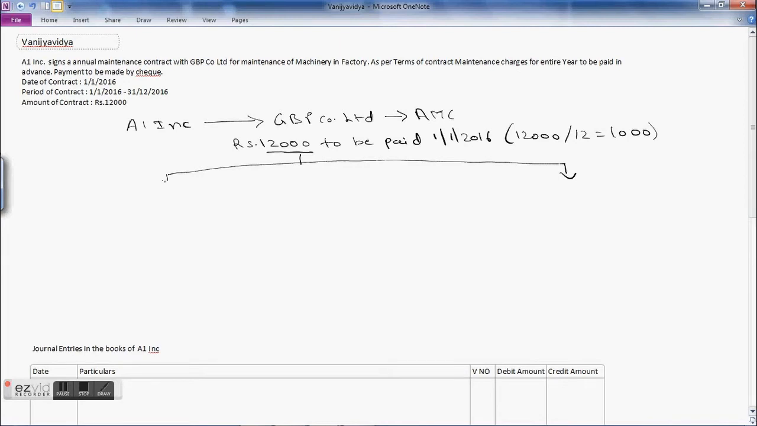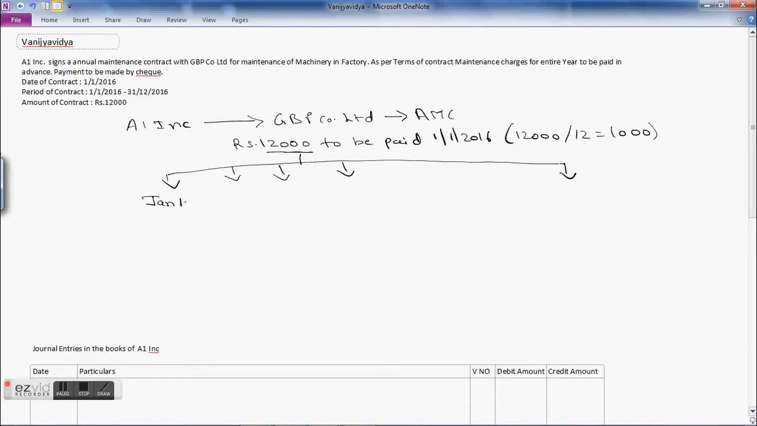Once the amount has been paid, now this is paid in advance, correct? So what will happen? This expense is yet to be accrued or due, right? Maintenance he has not yet done. So when will the expense be accrued? It will be accrued at the end of every month, when the GBP Company Limited will come and do the maintenance of the machinery.